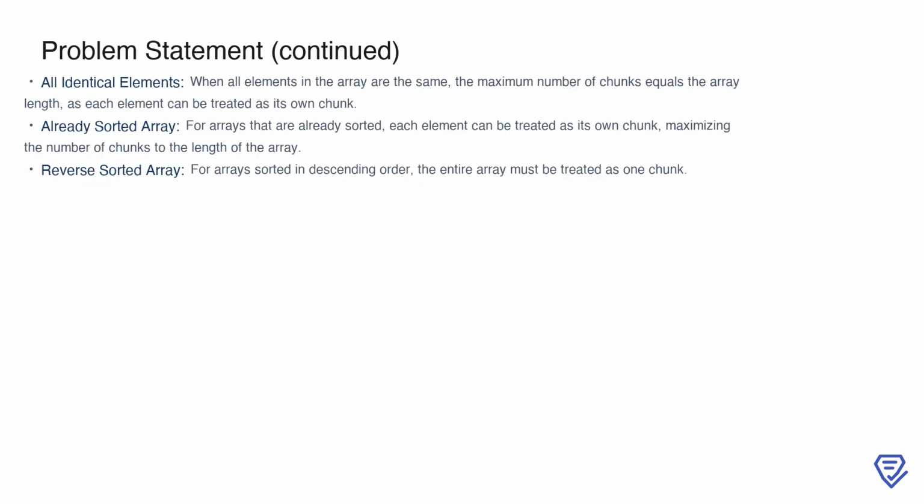Finally, let's discuss some edge cases. If the array contains only one element, the maximum number of chunks is always 1 because the array is inherently sorted. For an array where all elements are identical, each element can be treated as its own chunk, allowing the number of chunks to equal the array length. If the array is already sorted, each element can again be treated as its own chunk, maximizing the number of chunks to the length of the array. On the other hand, if the array is sorted in descending order, the entire array must be treated as one chunk, as no smaller divisions would satisfy the condition. These edge cases help illustrate how the structure of the array affects the solution.